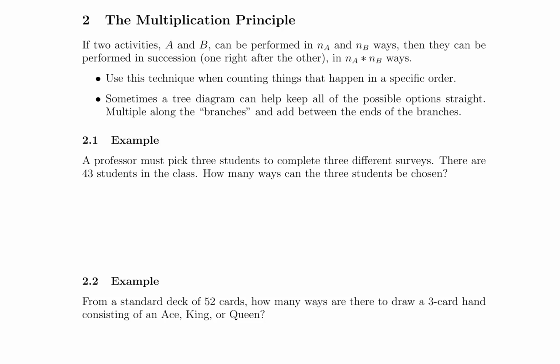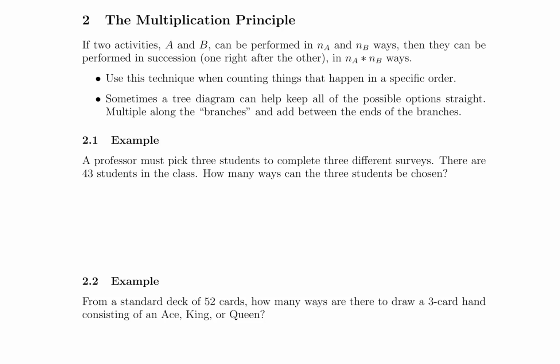So if we have two activities or two events that can be performed in n sub A or n sub B ways, all we're saying is that the number of ways that we could do A is given by n sub A, and the number of ways that we could do whatever B represents is given by n sub B. If you perform them in succession, so if you did A and then B right after it, then the number of ways that you could do A and then B would be given by the product of n sub A and n sub B. We're going to use this when we're trying to count something that happens in a specific order.